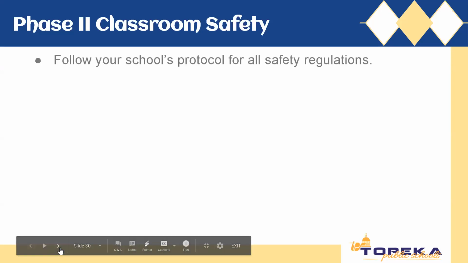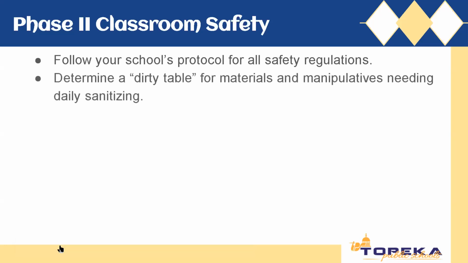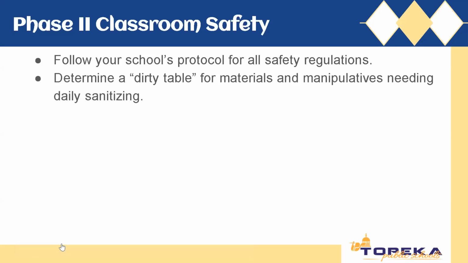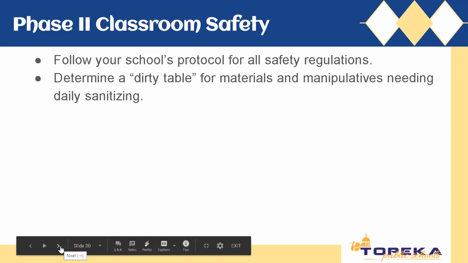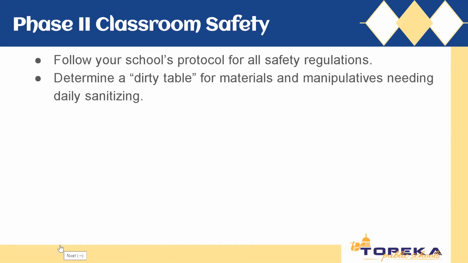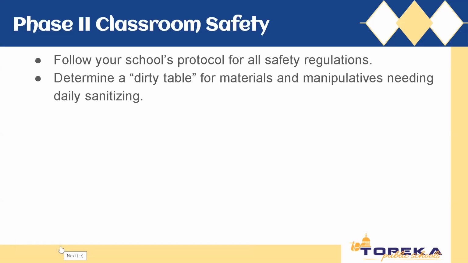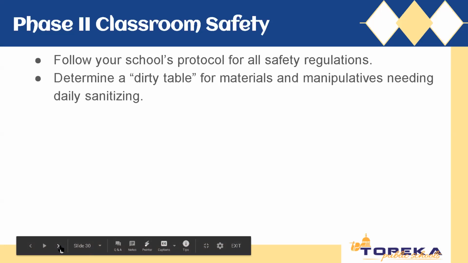All right, so more about classroom safety. These are some things that maybe you haven't thought of yet, but each of your schools have put together a protocol, a safety regulation, on how to do things. But you will need to have a designated table in your room or space. I've heard people use the term dirty table. This is where manipulatives are going to go that need to be sanitized on a daily basis. Perhaps a color pencil rolls off a desk and nobody knows whose blue color pencil that is. So it would need to go to the dirty table, if you will, to be sanitized before it goes back into the shared jar.